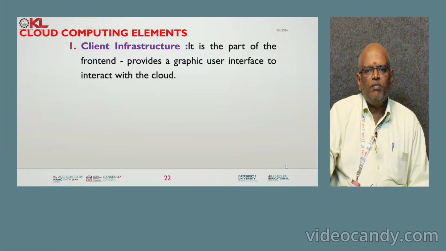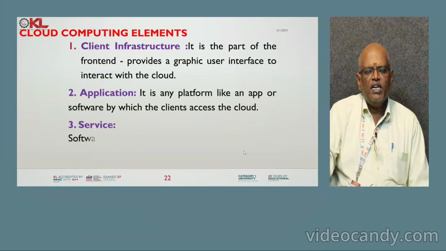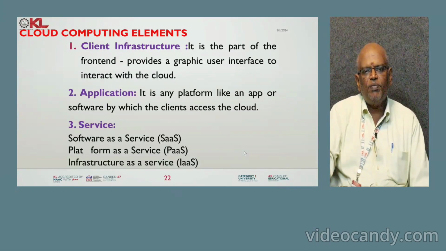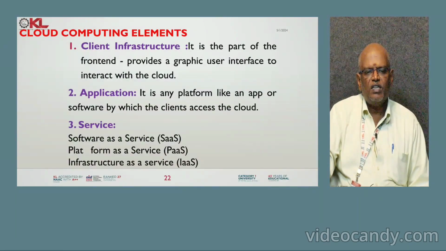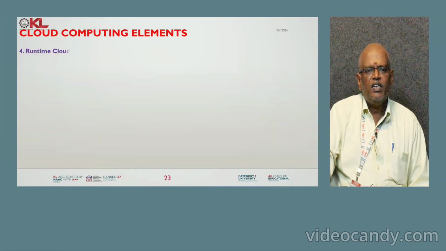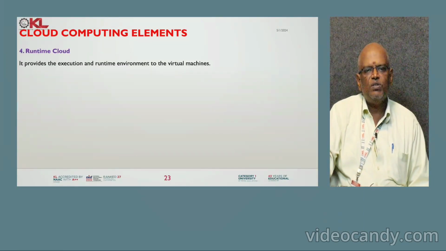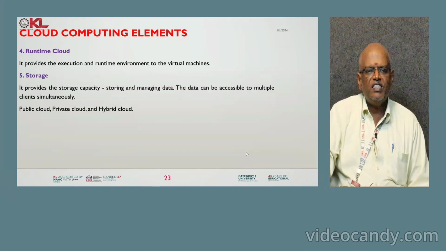The cloud computing elements consist of number one, client infrastructure. It is a part of the front end, providing a graphic user interface to interact with the cloud. Number two is application. It is any platform like an app or software by which the client accesses the cloud. The third one is service: software as a service, platform as a service, and infrastructure as a service. And then the fourth one is runtime cloud. It provides the execution and runtime environment to the virtual machines. Storage provides the storage capacity, storing and managing the data. The data can be accessible to multiple clients simultaneously. The public cloud, private cloud, and hybrid cloud.